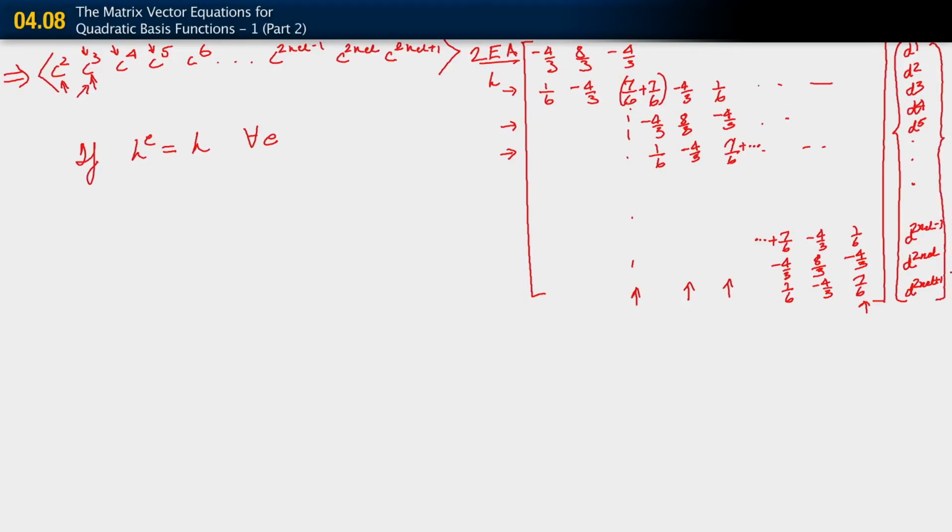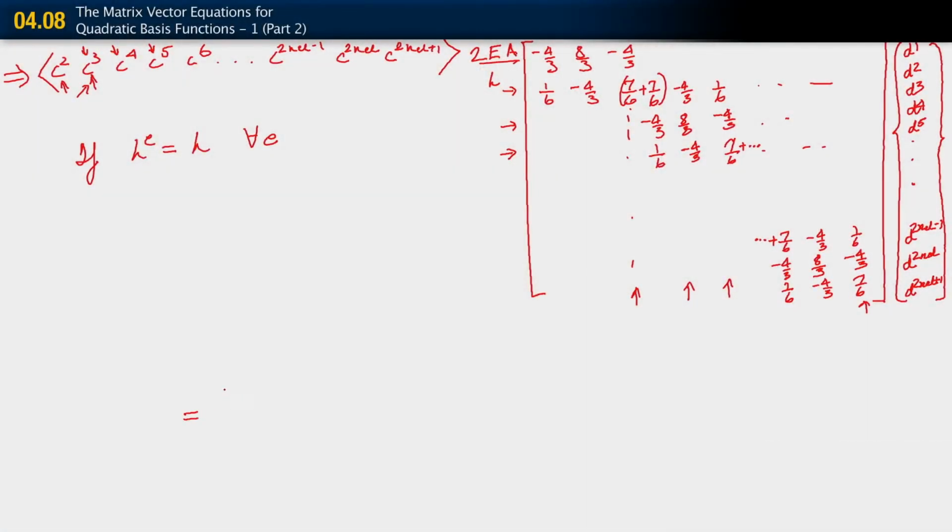Okay, so that is our stiffness matrix, right? Those are the contributions from the left-hand side term of the weak form. All of this is now equal to, on the right-hand side, again our C vector just as before: C2, C3, C4, C5. We go on until we come to C2NEL - 1, C2NEL, and C2NEL + 1.